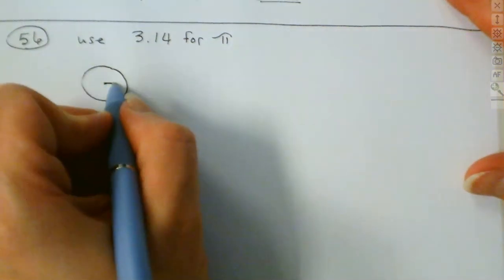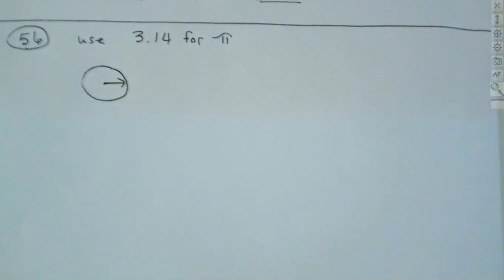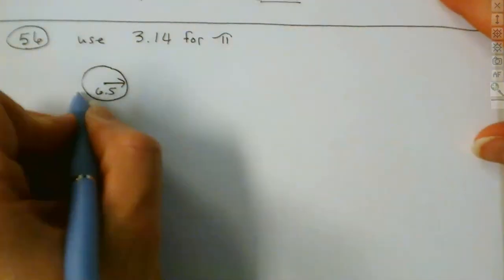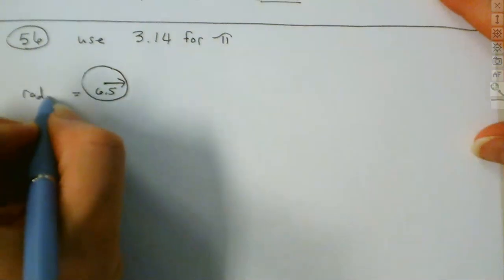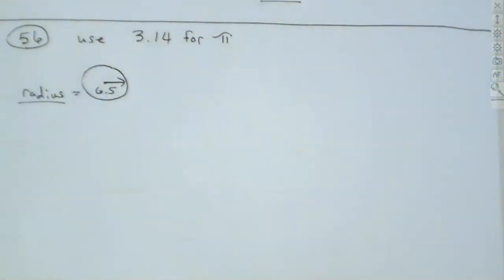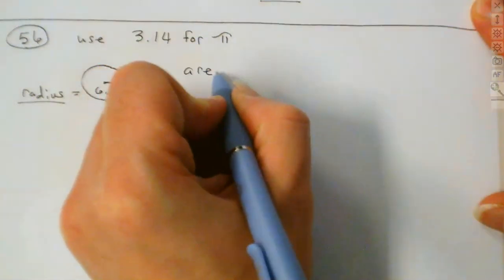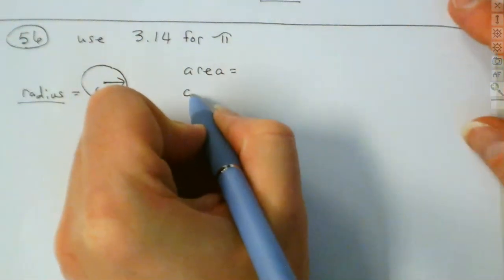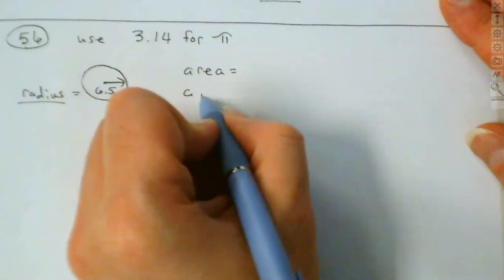And we know that radius, it tells us, is 6.5. And that's your radius. Okay, so that's our radius. We know our radius is 6.5. Don't worry about the units until the very end. Now, what are we trying to find here? We want to find the area and the circumference. We have to find both. So we're going to look up our formulas and we're going to find them.